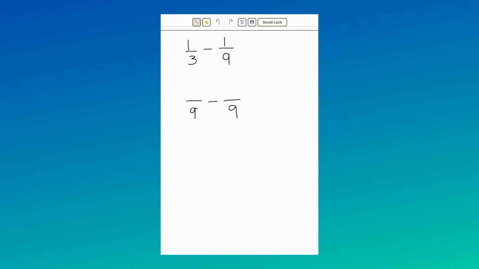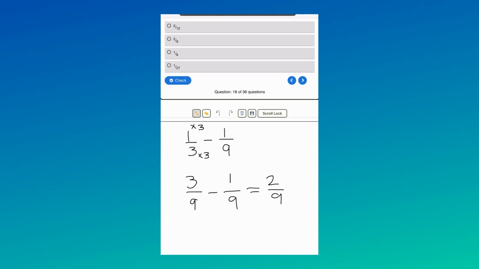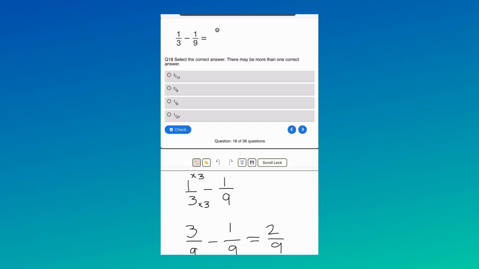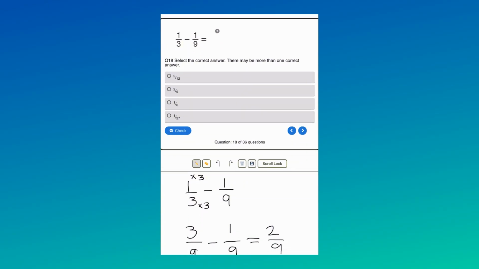Now, the fraction on the right, it just stays a ninth. But the fraction on the left, I have multiplied the bottom by 3, the denominator by 3. So I must multiply the numerator by 3 as well. So the 1/3 becomes 3/9. They are the same equivalent fraction. Now I can do 3/9 take away 1/9, and that will equal 2/9.